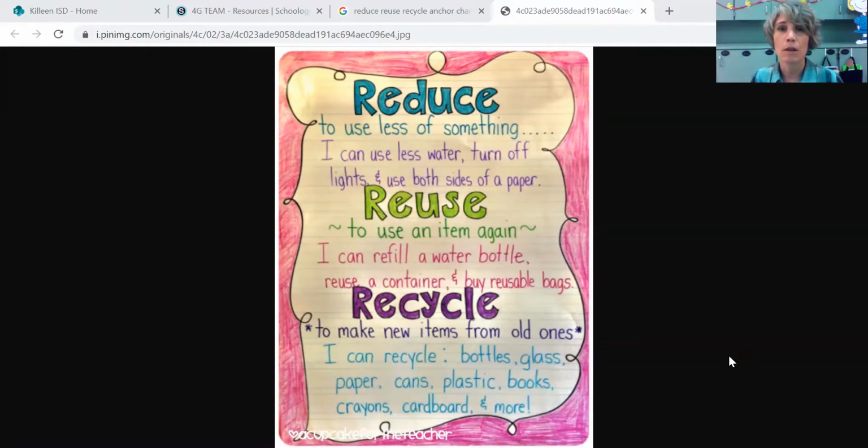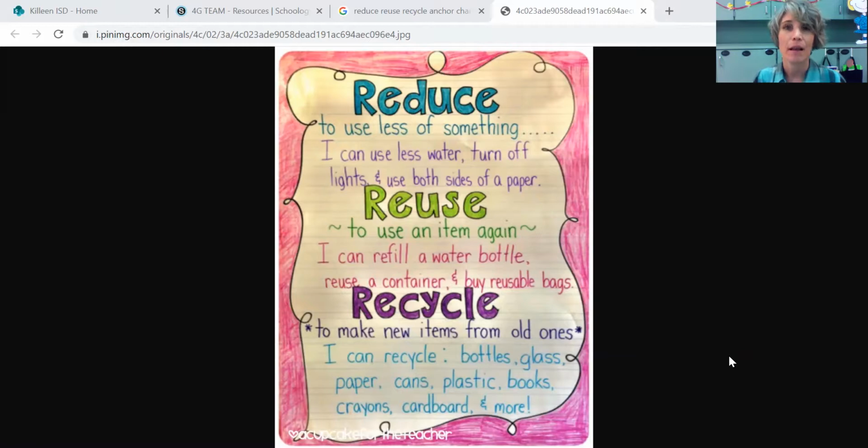Reusing means to use something again. That's like when you refill those water bottles that we use every day. You can reuse containers. You could buy reusable bags. You could paint some old chairs and make them look new again, but you're reusing the same chair. So that's how we reuse things. Or when you donate clothes or toys or furniture to be used again by another family, that's also examples of reusing.